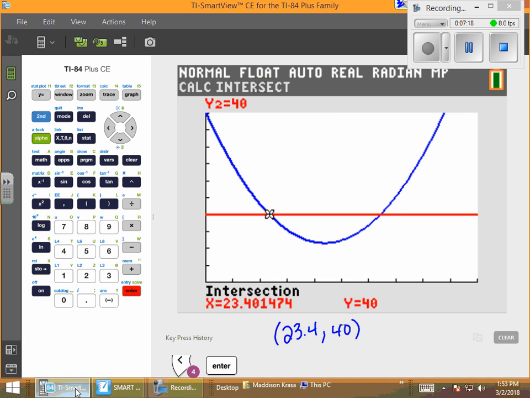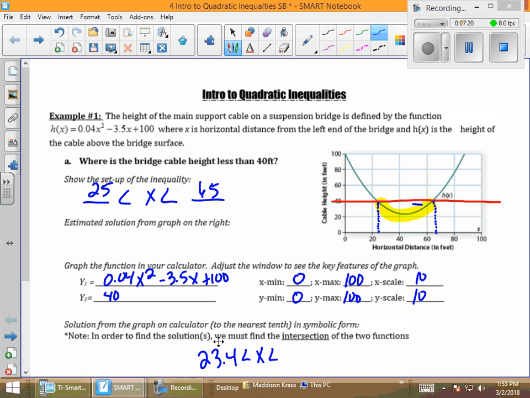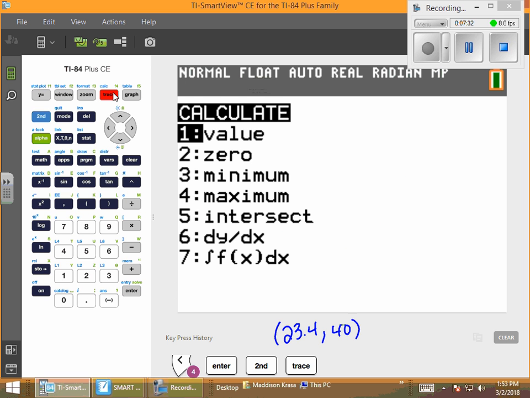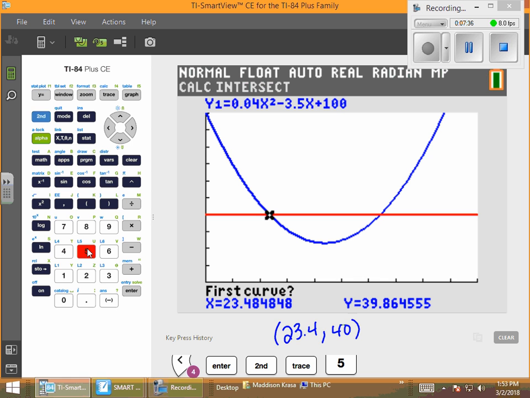Wait, oh, go ahead. So do you not know what goes after the other little... We're going to find that, right? We just found that one. Now we have to trace the other one. Yep, we're going to go back to our calculator and trace the other one. So now we're going to do second trace again. What do I choose here? Number 5, intersect.